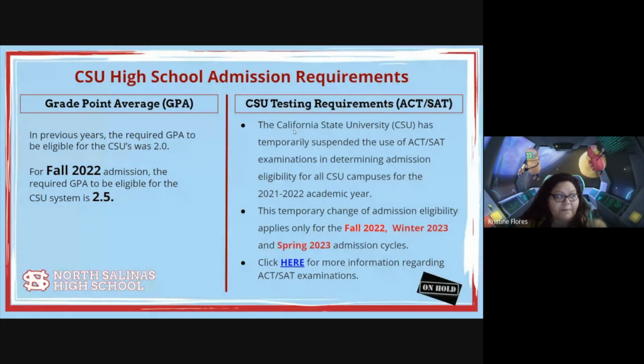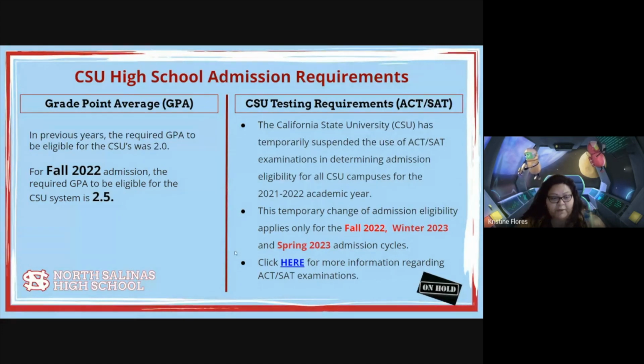This is really important because the CSU system has suspended the use of the ACT, SAT examinations in determining admission eligibility for all CSU campuses for the 21-22 school year. So that means that the CSU system is not looking at your ACT, SAT scores for admission. Okay. The temporary change of admission eligibility applies for the fall 2022, winter 2023, and spring 2023 admission cycles.